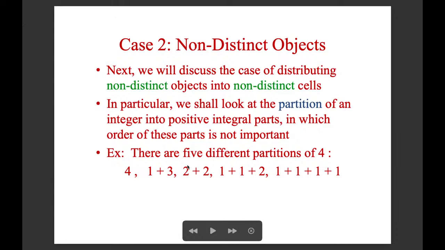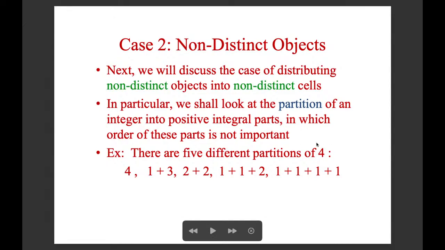For instance, suppose we have an unlimited number of cells. All the cells are non-distinct, but they are unlimited, and there is no restriction on how many objects we can put into a certain cell. In this case, this corresponds to the integer partition problem.